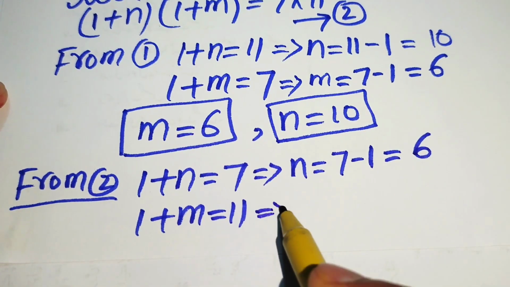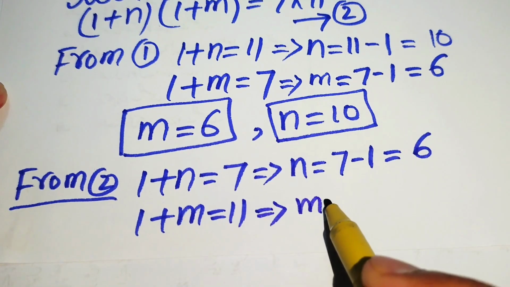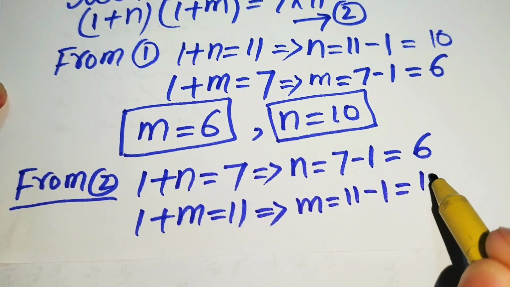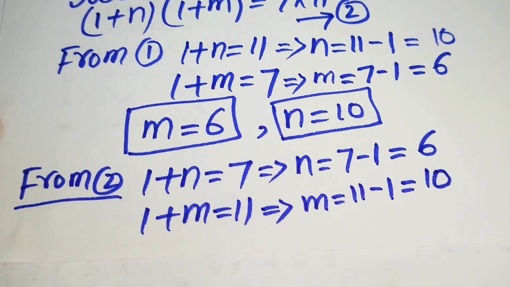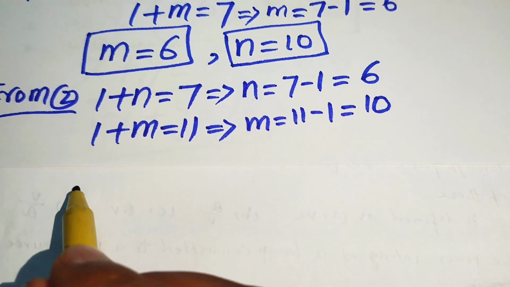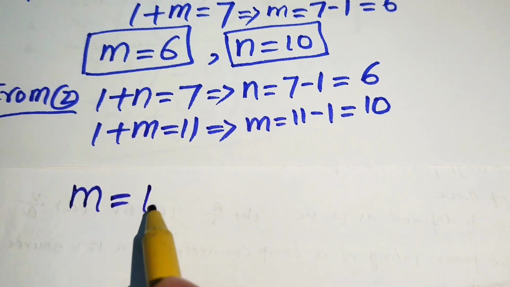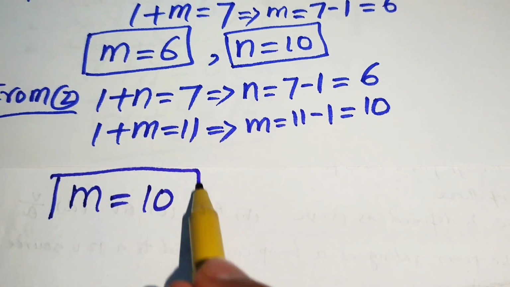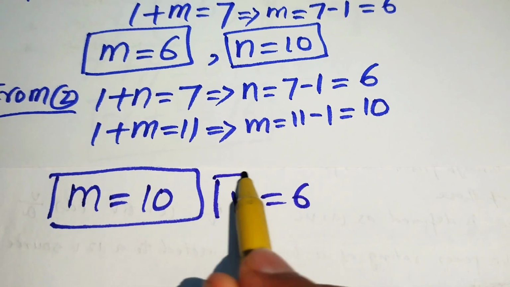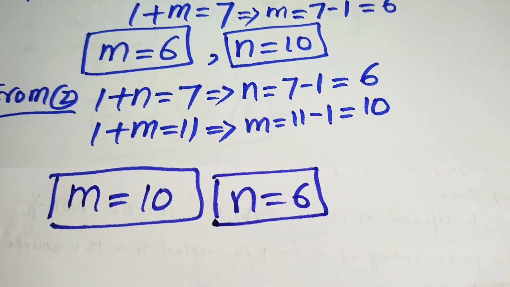In this case we move this 1 to the right hand side and we get m equals 11 minus 1, and 11 minus 1 becomes 10. So in the second case we get the value of m equals 10 and the value of n equals 6. So these are the two solutions of the given question.